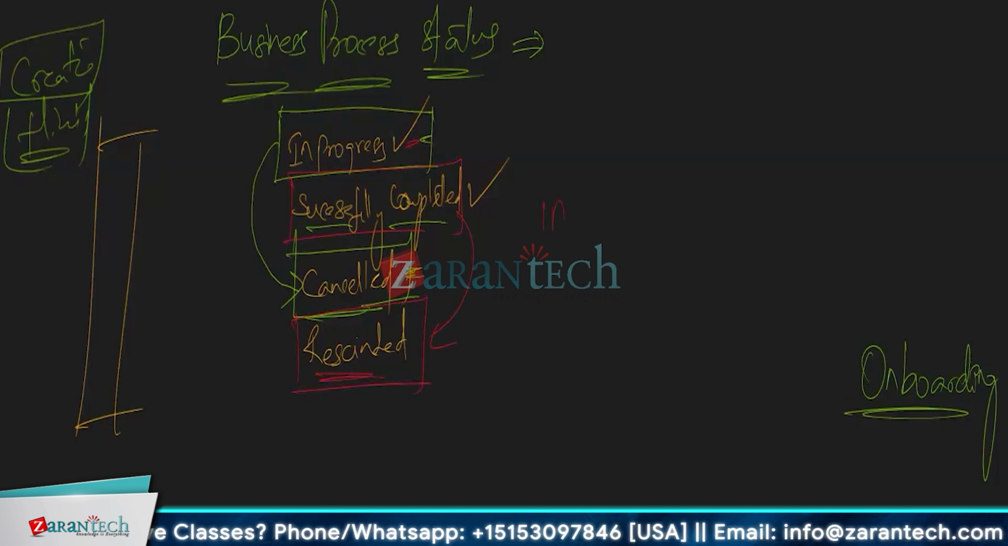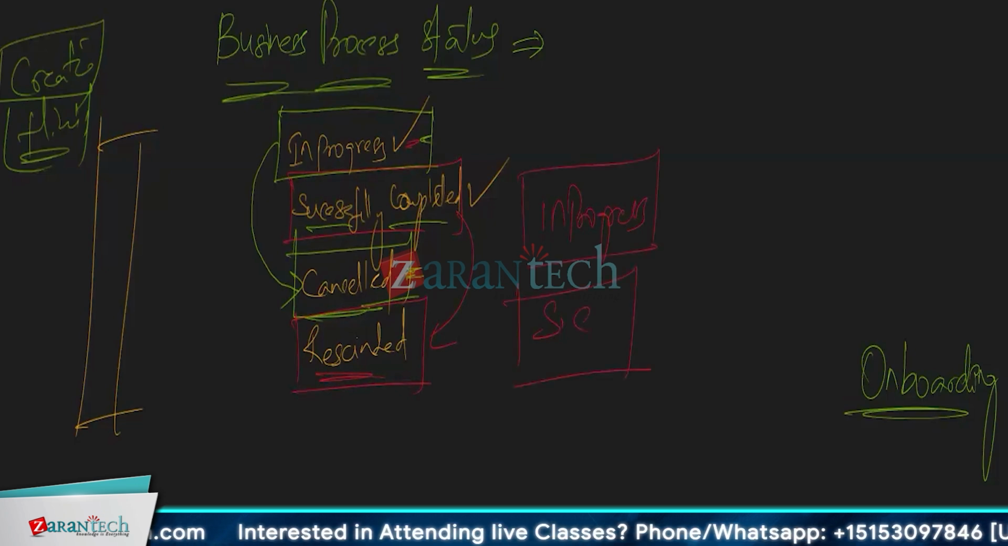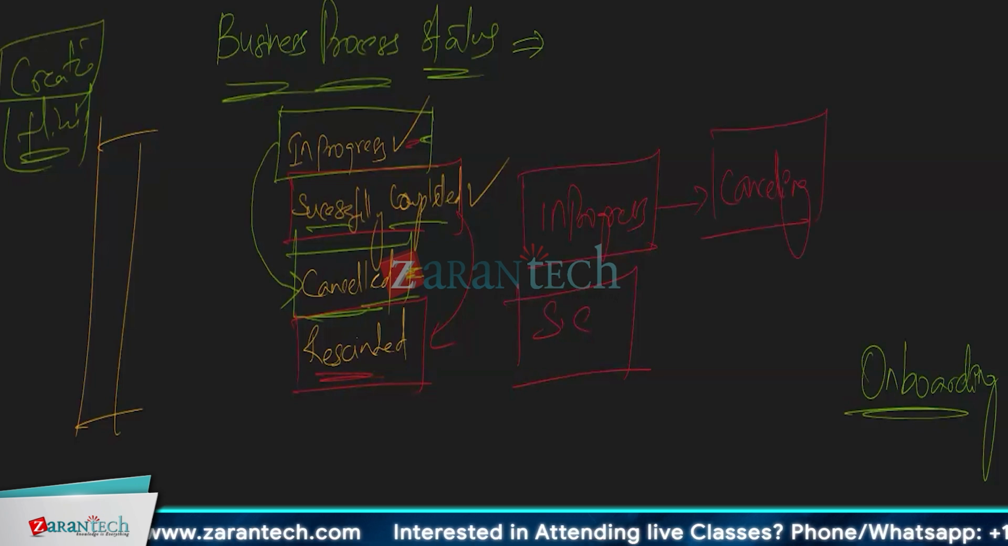So you have in progress, you have successfully completed. These are the two stages of the business process. Now, if it is in progress, you have an option to abort that business process. That is by canceling the process. If you cancel the business process, that process will get cancelled. If the process has already completed, then you can only rescind that particular process.